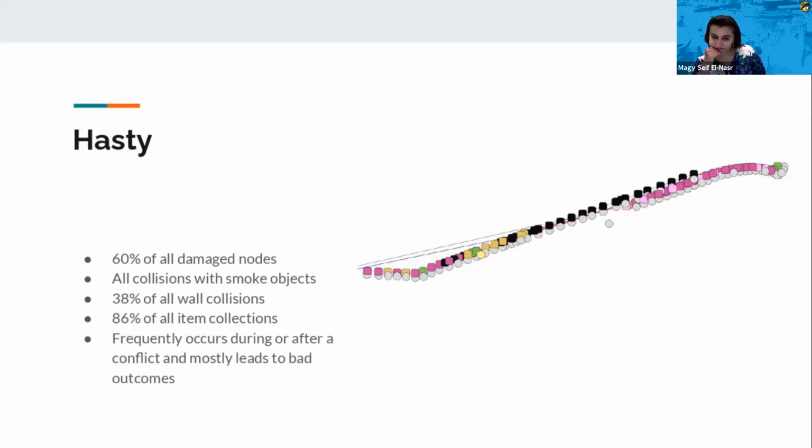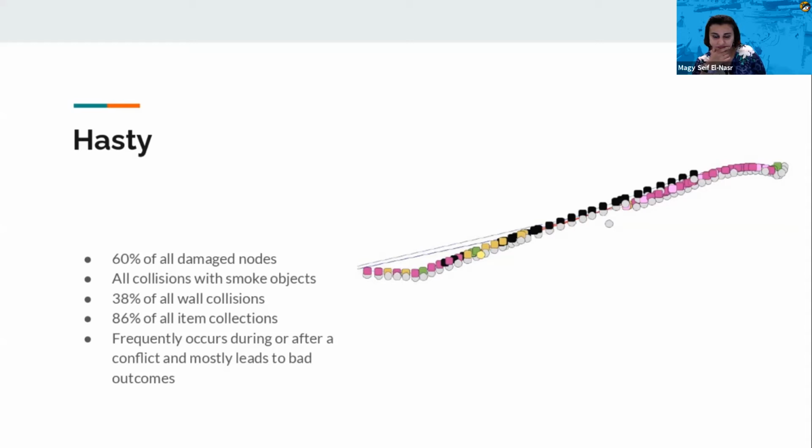The hasty behavior contains 60% of being damaged nodes. But even though nodes with shooting or firing missiles are present here, there's not as many as in the fighter cluster. On the other hand, all collisions with smoke objects and 38% of all wall collisions are in this cluster. 86% of item collection also belongs to this cluster. And these observations point out that this behavior frequently occurs during or after a conflict.